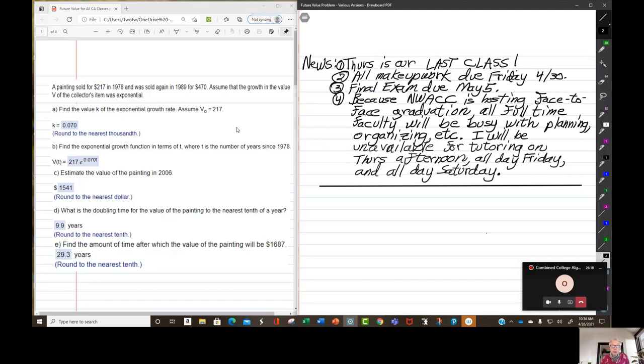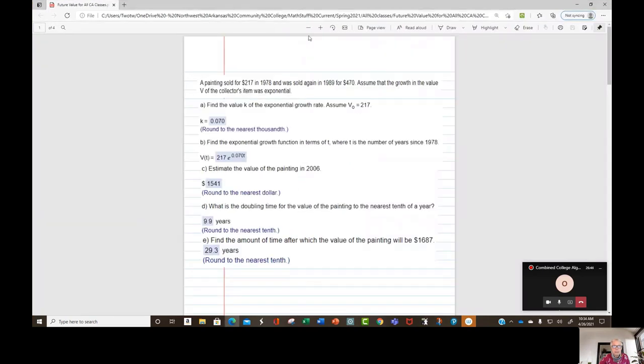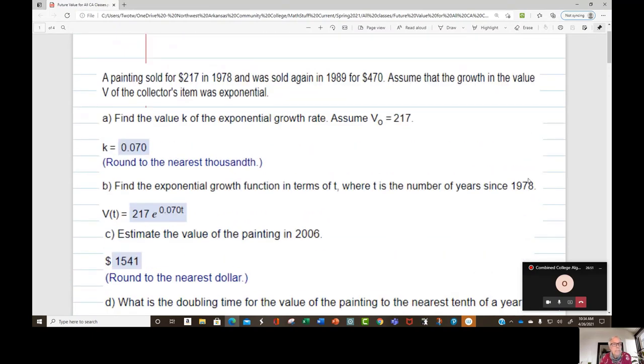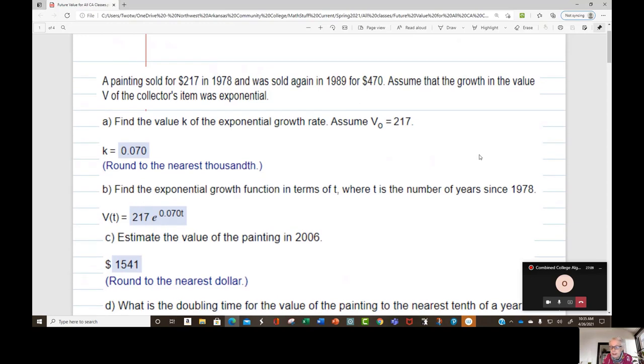A painting sold for $217 in 1978 and sold again in 1989 for $470. Assume that the growth in the value V of the collector's item was exponential. Okay, let's take a look at this. Let me make it bigger. Here's what we're saying. A painting. So you're a collector of paintings. A painting sold for $217 in 1978. That's the beginning of your time. This is t equals zero.